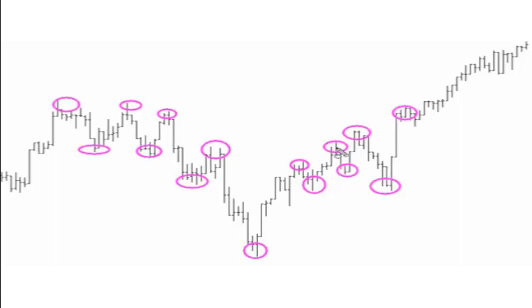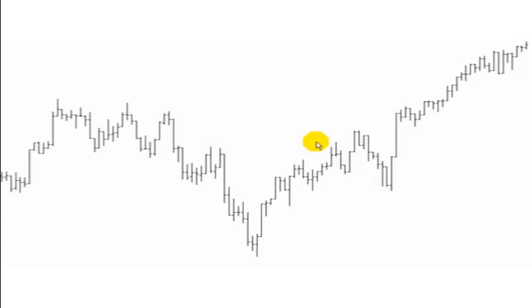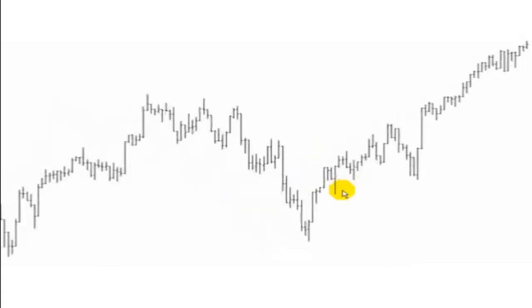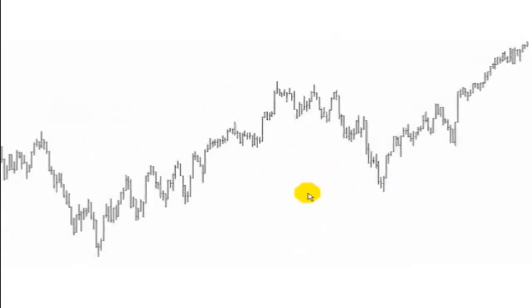So we're looking at a daily chart right now. And what I like to do personally is go to the weekly chart, because on the daily chart, if I just squeeze this chart up a bit more, you can see there's a lot of different peaks and troughs.